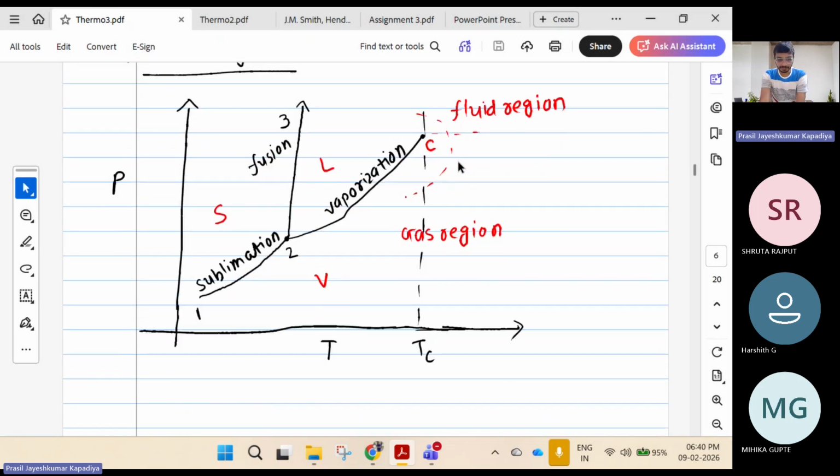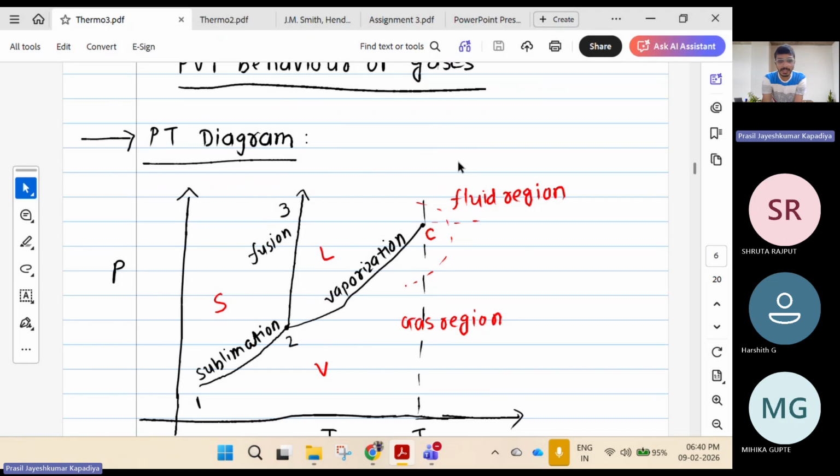Okay, so this is the PT diagram. Why is this curve very steep? We will see this in the next class or the next to next class, where we derive the Clapeyron equations and all. From there you will see why the slope is very steep for fusion and why the slope has this particular nature for vaporization.